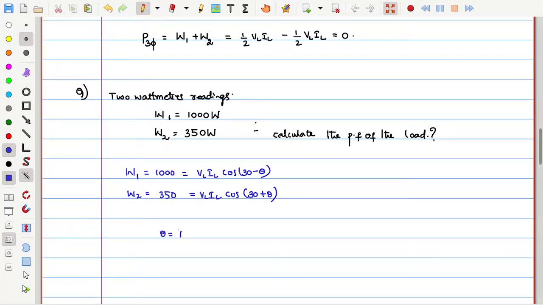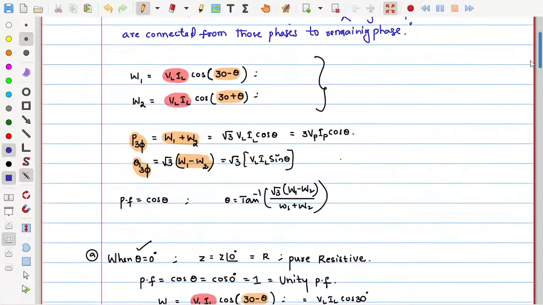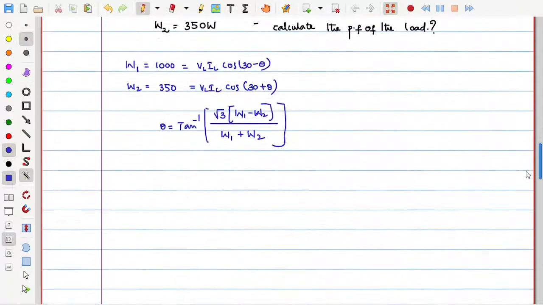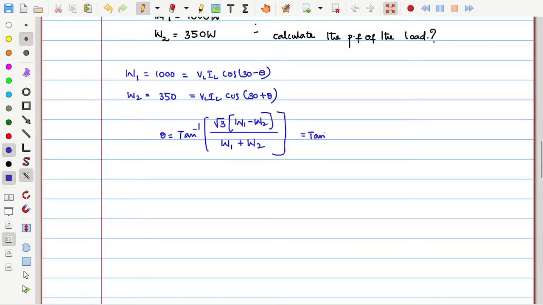Theta is equal to tan inverse of root 3 into W1 minus W2 divided by W1 plus W2. Yes or no? This is what we saw in the last session: tan theta is equal to root 3 into W1 minus W2 by W1 plus W2. Now, can you tell me how much this angle is by substituting all these values? Root 3 into 1000 minus 350 by 1000 plus 350. How much is this value? Cross verify.